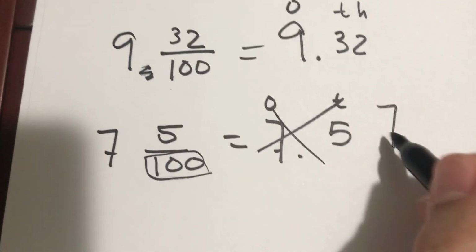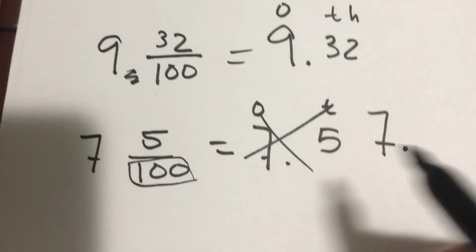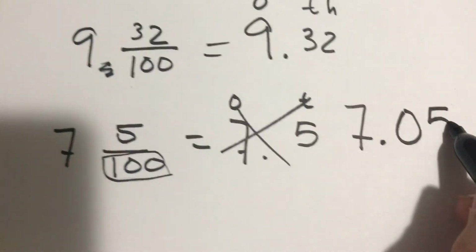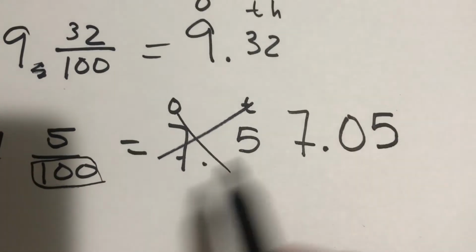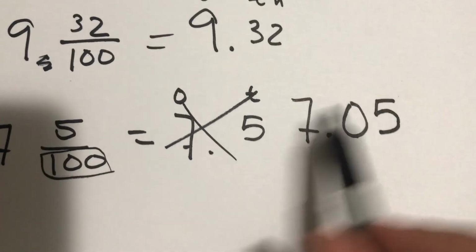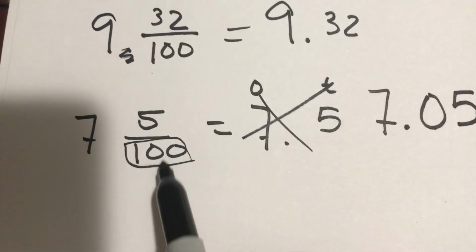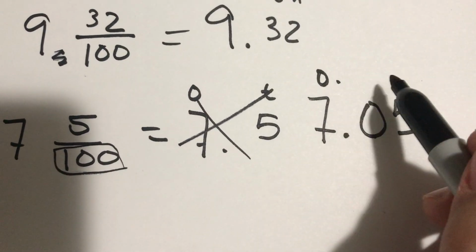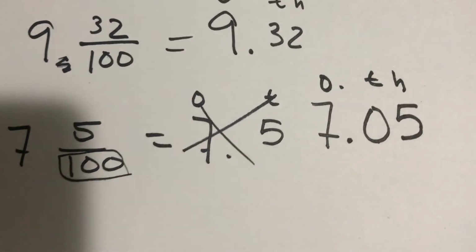It would have to be 7, and then we have 0 in the tenths, and we have 5 in the hundredths. So now I had to put that 0 to let you know that I don't have any tenths. I only have 5 out of 100. So how do I check my ones, my tenths, and my hundredths?